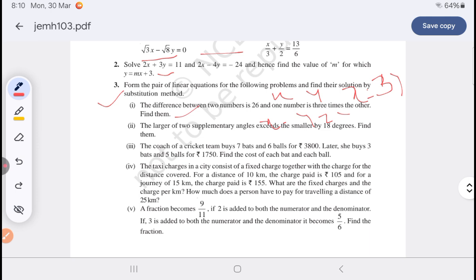The second question also: the larger of two supplementary angles exceeds the smaller by 18 degrees. Find them. So you can solve for yourself. Use the example and do these questions yourself.